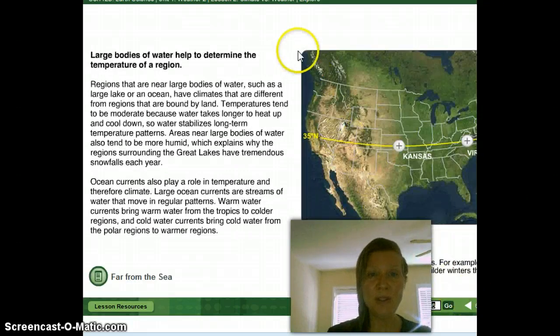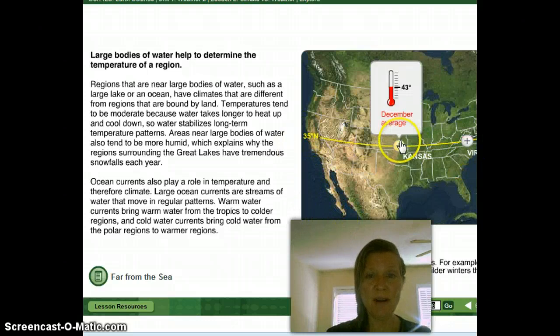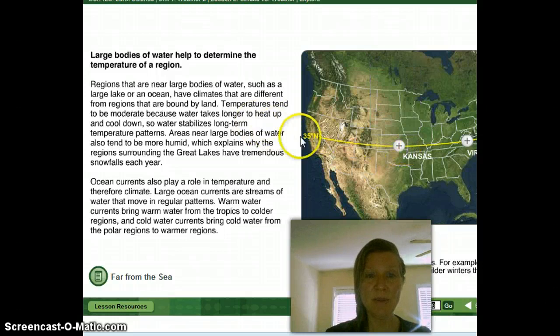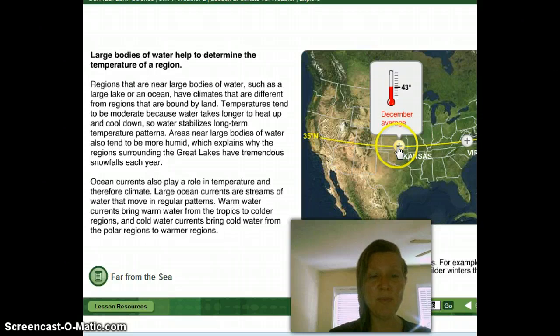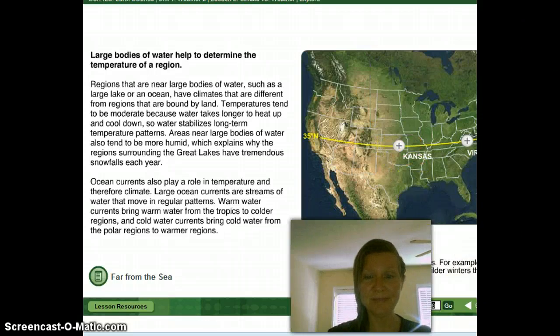We know that ocean plays a huge role in determining the temperature of a region, as coastal areas are much cooler than your interior areas, and this is a wonderful little interactive where you can look at the average temperatures, same latitude, different temperatures from a coastal community versus an interior temperate area like Kansas.